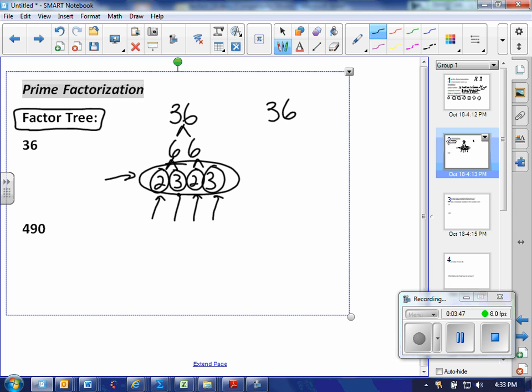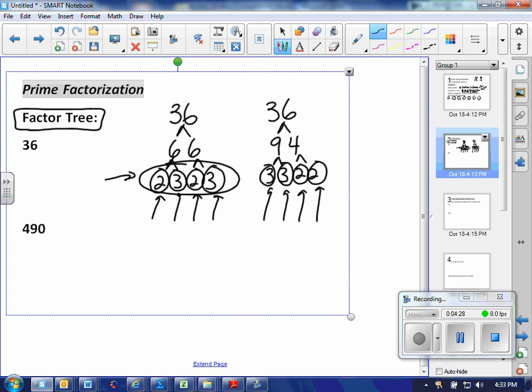Now if I did it again and did 36 and I chose different factors, for example 9 and 4, those are good factors of 36. Now ask yourself, are either of those prime? If they're prime, you'll circle them. If they're not, you'll keep breaking them down. Can I break down 9? Yes, 3 and 3. Can I break down 4? Yes, 2 and 2. Now I can circle that 3, that 3, that 2, and that 2, because those are all now prime numbers, because 3 and 2 are both prime. And if you notice, 3 times 3 is 9, times 2 is 18, times 2 is 36. So I just broke it down into its prime factors.